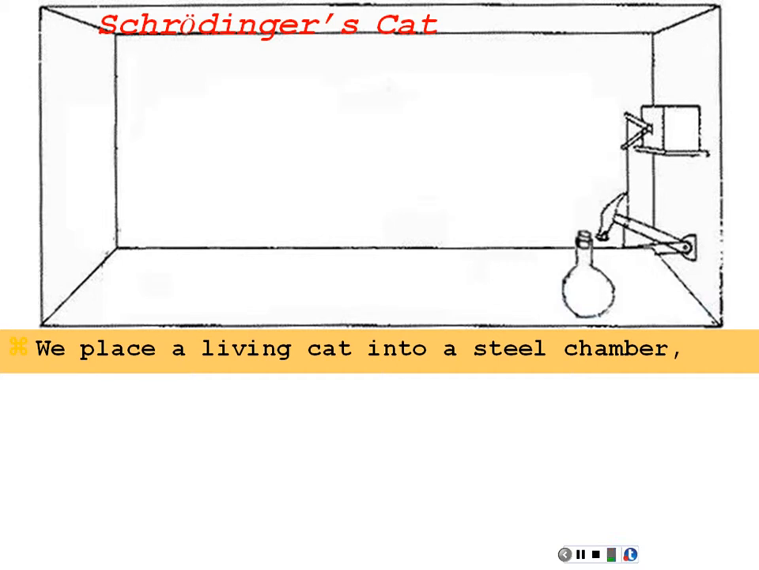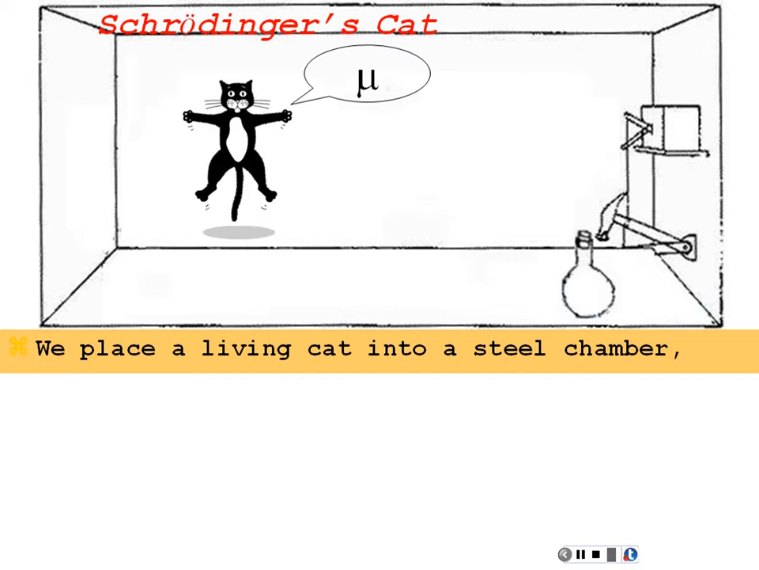Here's how it works. We place a living cat into a steel chamber. Very smart cat, Schrodinger's cat, because mew, because he happens to know what the coefficient of friction is. So he indeed is Schrodinger's cat.